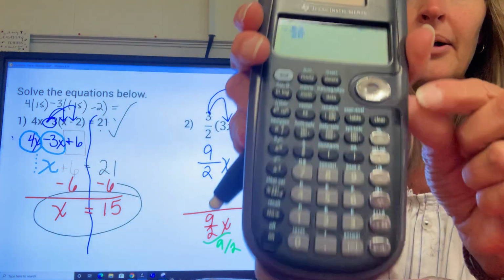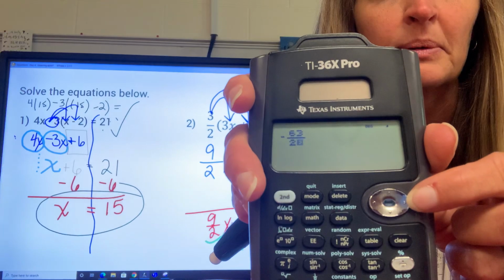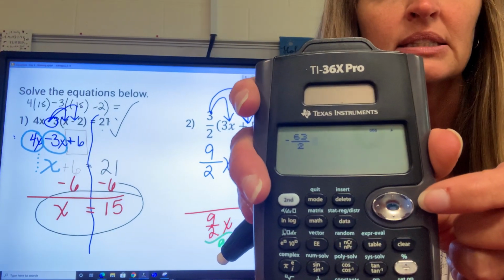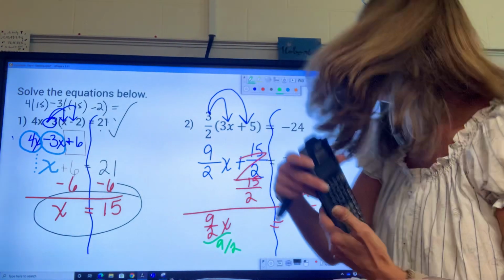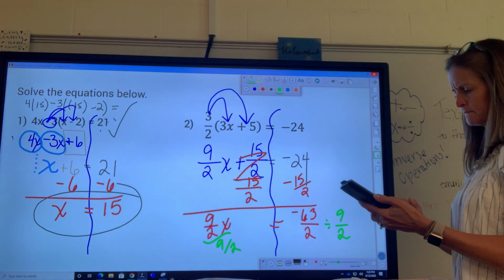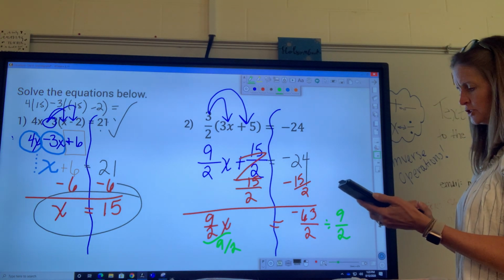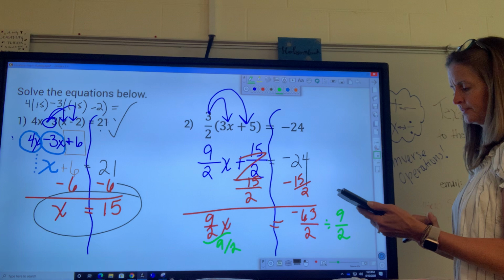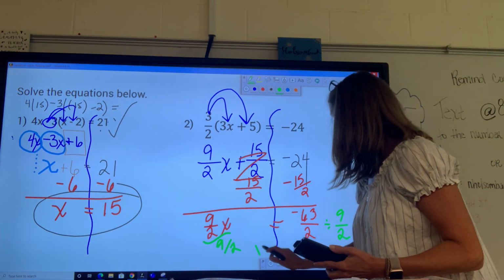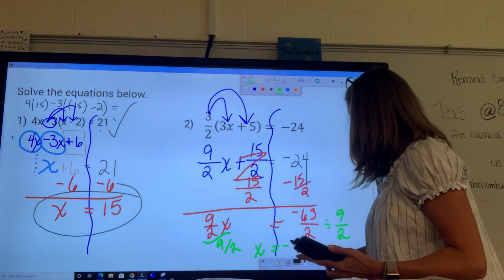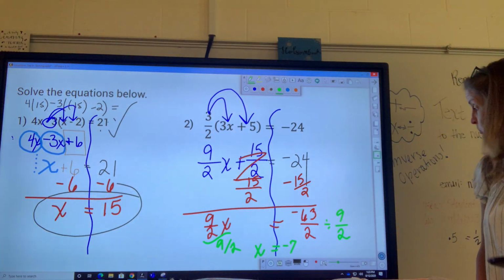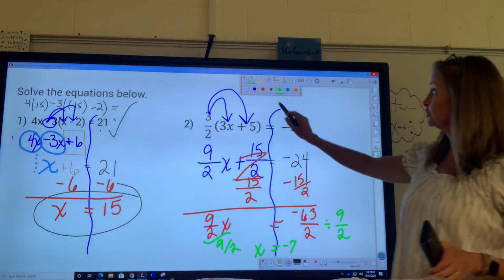Okay, so see that? Don't forget, when I'm here, I got to remember to scoot it, because if not, I'm going to keep typing on the bottom. Divided by 9 over 2, and I get negative 7. So x equals negative 7. All those crazy fractions make me a little nervous.